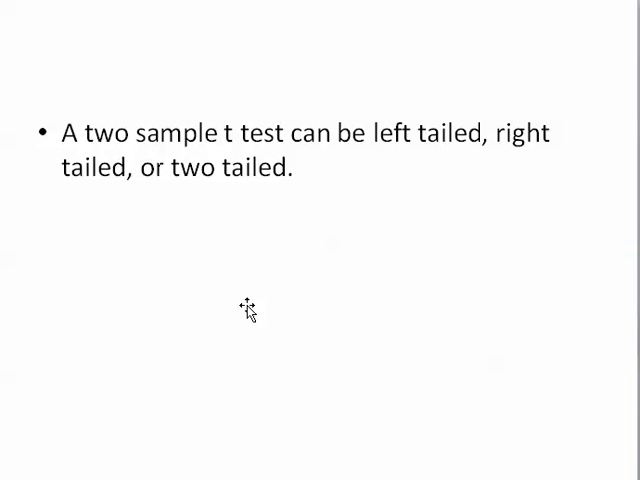So there are three different versions of a two-sample t-test. It can be a left-tailed test, a right-tailed test, or a two-tailed test. The difference between these three types of tests involves the type of critical value that's used and the way that the p-value is calculated. We'll get into those details a little bit later. First, I'm going to tell you how a researcher decides which of these tests to use.